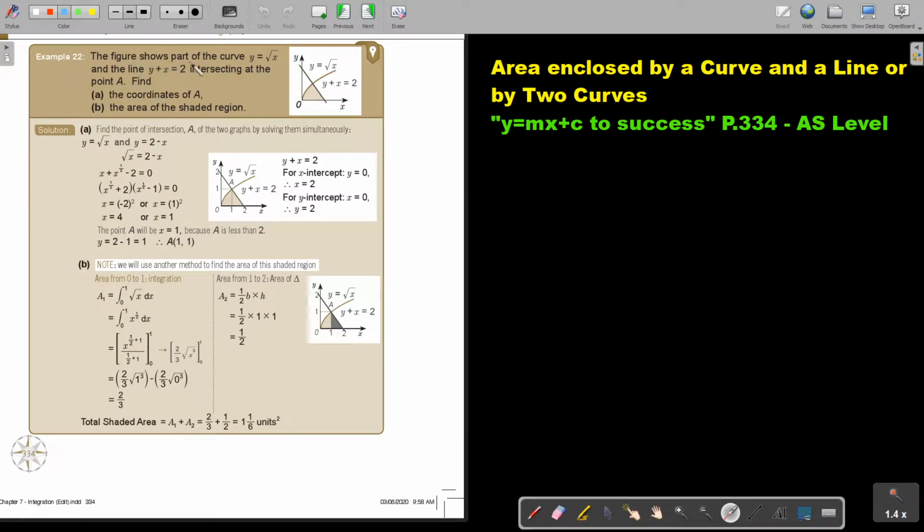The figure shows part of the curve y equals square root x and the line y plus x equals 2 intersect at the point A. Find the coordinate of A. So basically, it intersects there. Okay. So find the point of intersection A of the two graphs by solving them simultaneously.